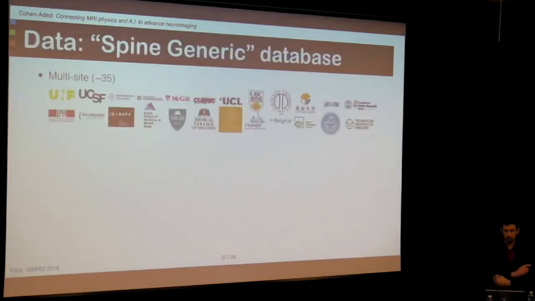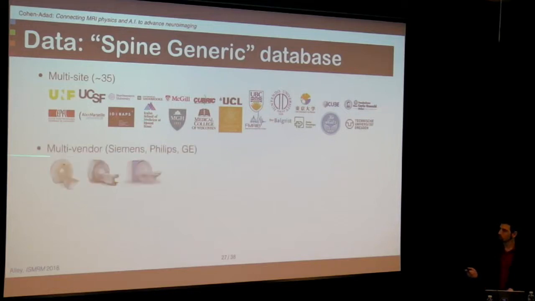The next question is, that's the theory, that's the implementation. What data set do we use? For that, our lab has initiated a large open access multi-center dataset. It's called the Spine Generic database. It involves about 35 sites. It's a multi-vendor protocol, so we have access to data from the 3 main vendors.